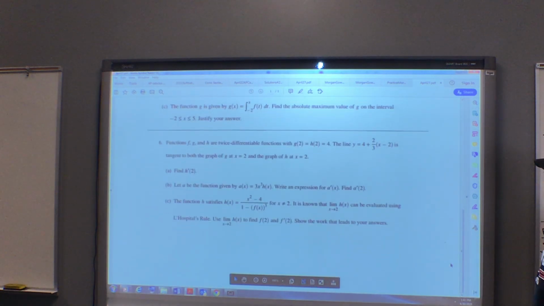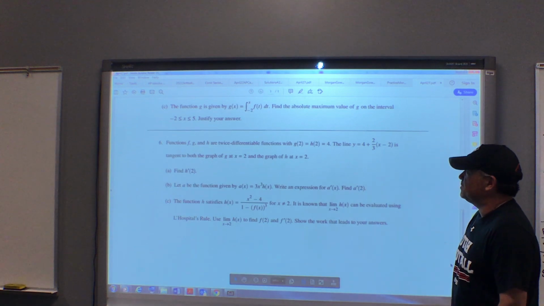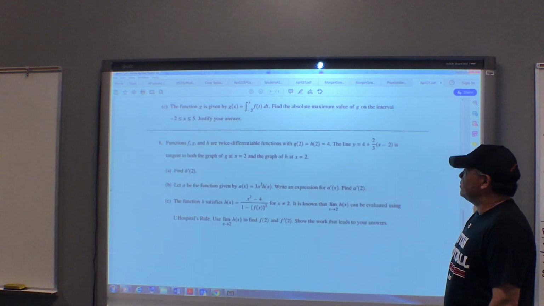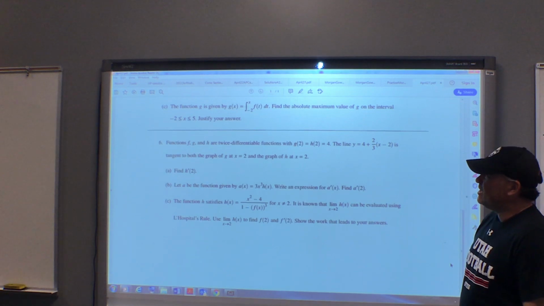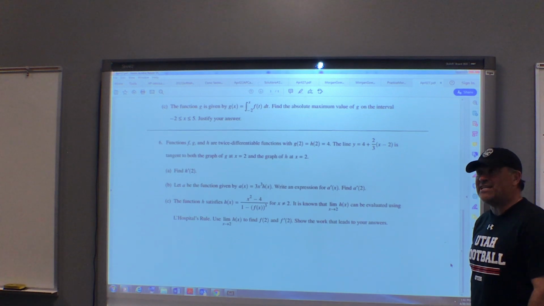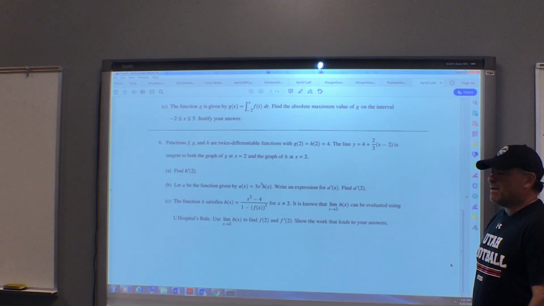Okay? So functions f, g, and h are twice differentiable functions, with g of 2 equaling h of 2 equaling 4. The line y equals 4 plus 2/3 (x minus 2) is the tangent to both the graph of g at x equals 2 and the graph of h at x equals 2. Okay, find h prime of 2.